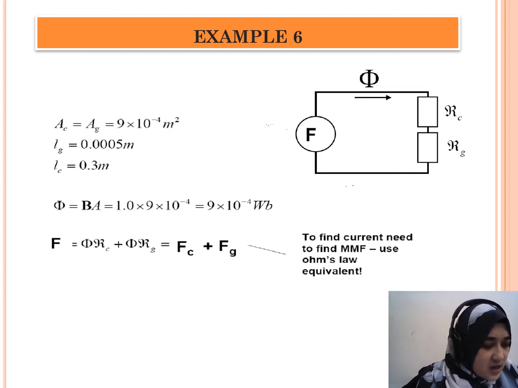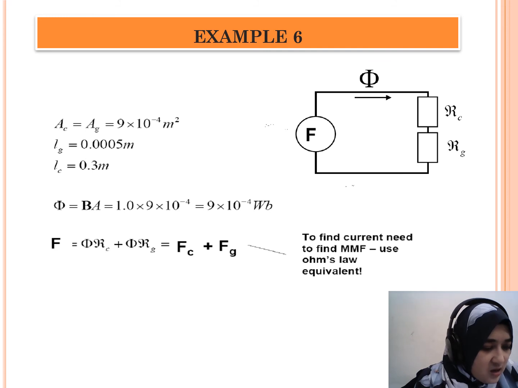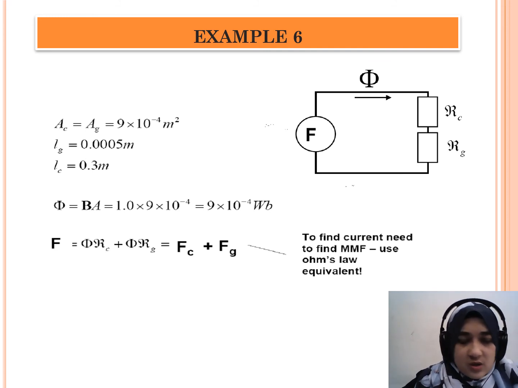So first, it asks you to find the flux if flux density is 1. So it gives you B is equal to 1, flux phi equals B times A. So 1 Tesla times A. It gives you, but you have to know that the area of the core is equal to the area of the gap. So you got 9 times 10 to the power of -4 Weber. And then to proceed, you have to find the current in the coil.